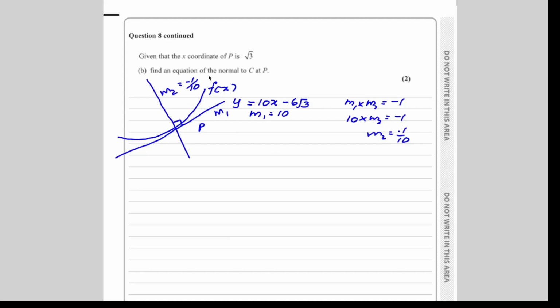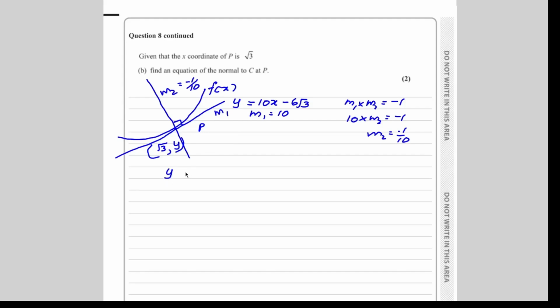Now we have the gradient. We have the x coordinate of this point, which we've been given here. It is root 3. We don't know what the y coordinate is. Now we need to get the y coordinate. For getting the y coordinate, we have an equation. Let's substitute that x coordinate into this one and get what y is.